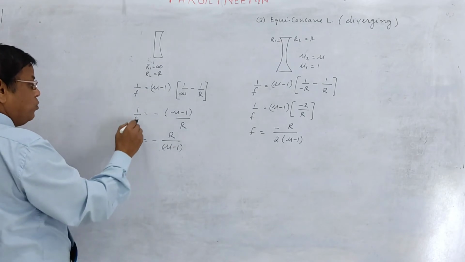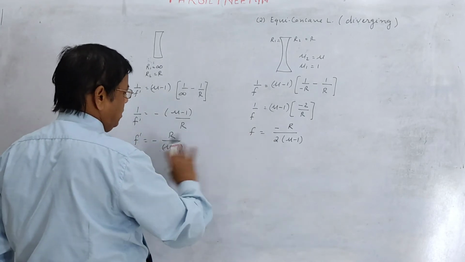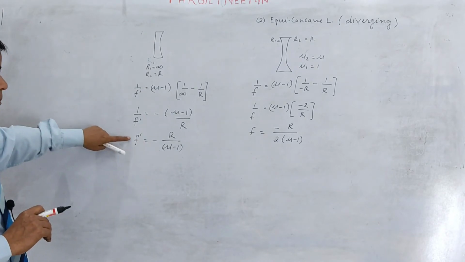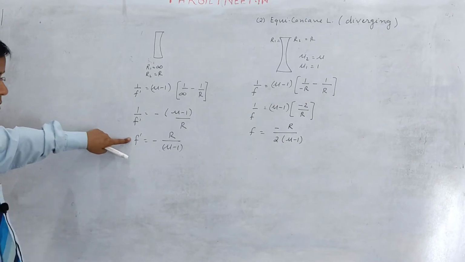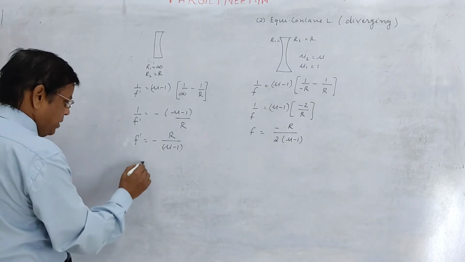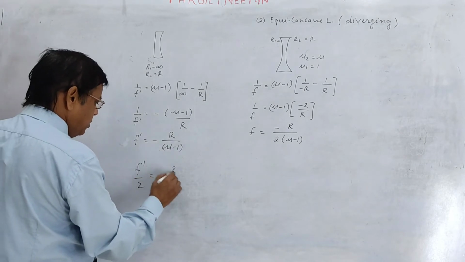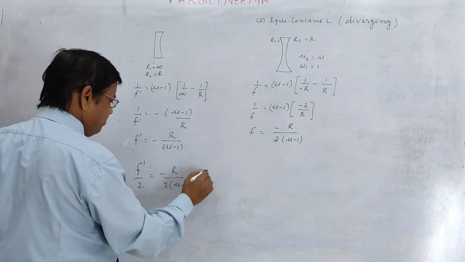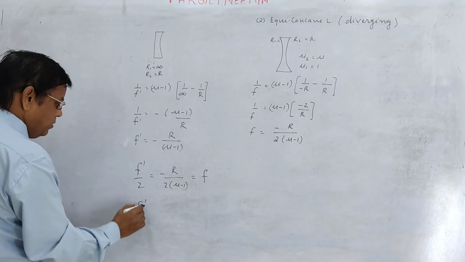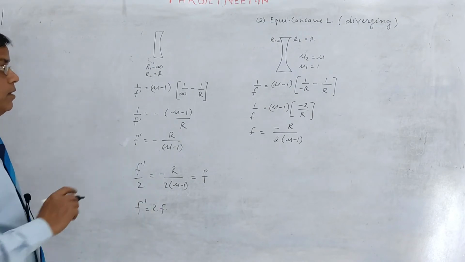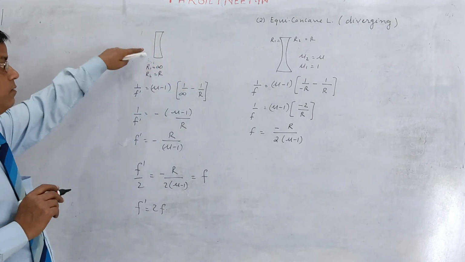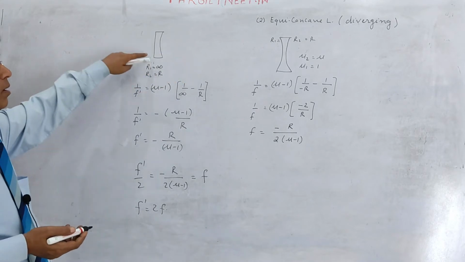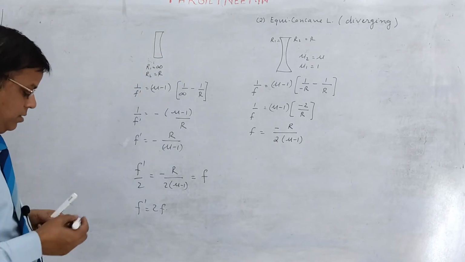It means the relation between this focal length and the earlier focal length differs by a factor of 2. If I multiply it by half, I get this. So f prime by 2 is minus R upon 2 into mu minus 1, and this is f. So f prime is twice f. So in this case also, if that lens has focal length f, this lens will have focal length 2f. It means if this has power P, then this has power P by 2. Focal length is double, then power is halved.